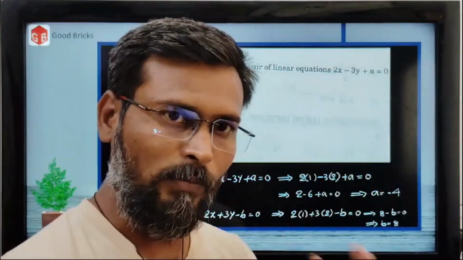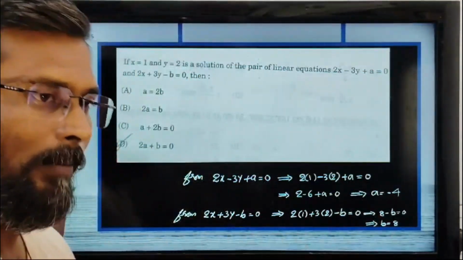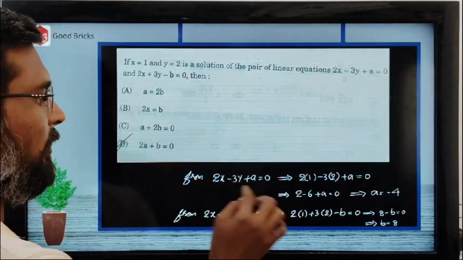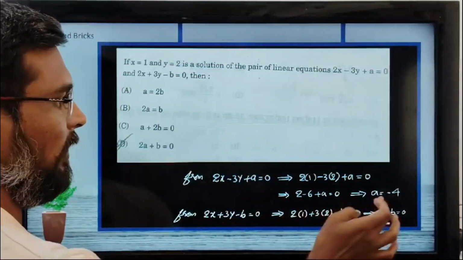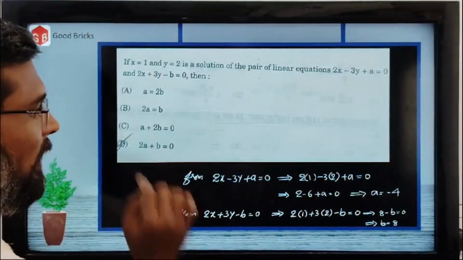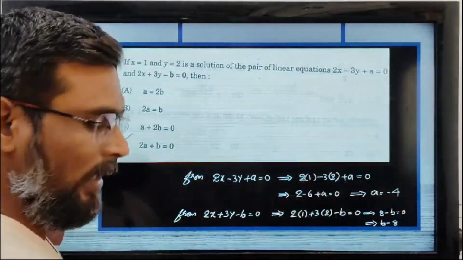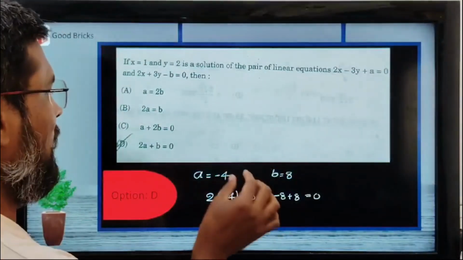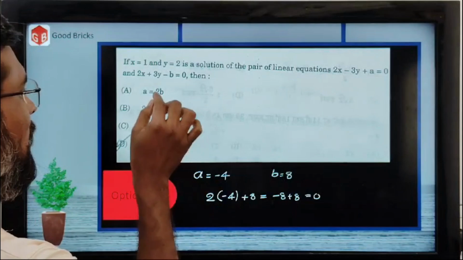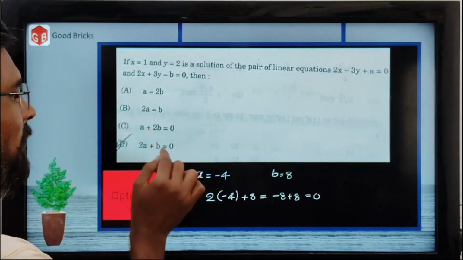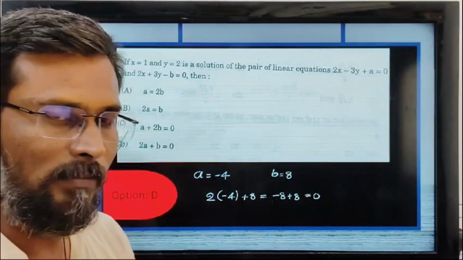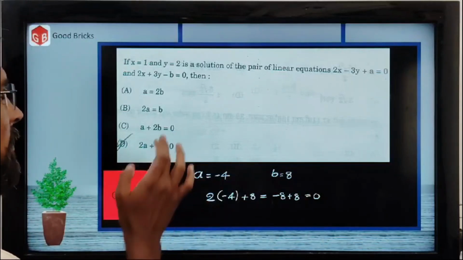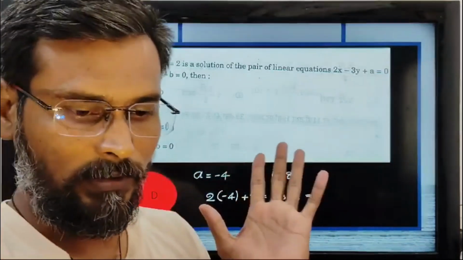Next, let us look at one more question given in the exam. They have given x and y values. There are two equations. When you substitute x and y values, in the first equation you will get a is equal to minus 4. In the second equation when you substitute, you will get b is equal to 8. So from this what we can do is, you just take these values a and b, put them in every option. Then option D will be the correct answer because you will get the same answer, 2a plus b is equal to 0. So we have to select option D for this question.